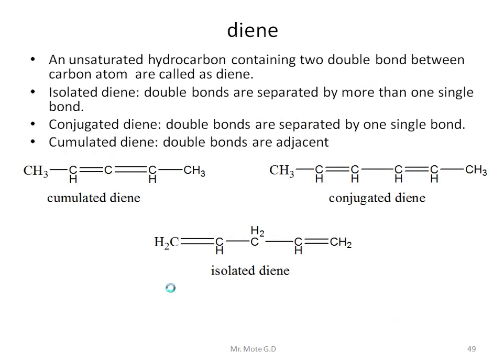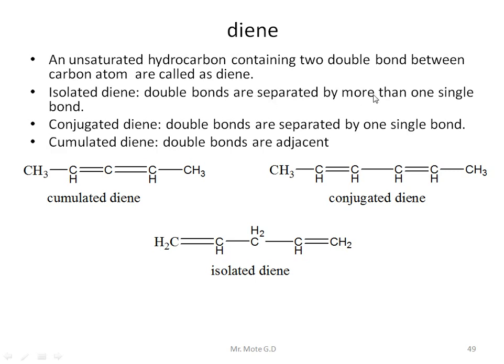Then we'll discuss the dienes or conjugated dienes. We'll discuss 3 types of dienes: isolated, conjugated, and cumulated diene. So the definition of dienes: an unsaturated hydrocarbon containing 2 double bonds is called a diene. There are 3 types of dienes: isolated, conjugated, and cumulated.